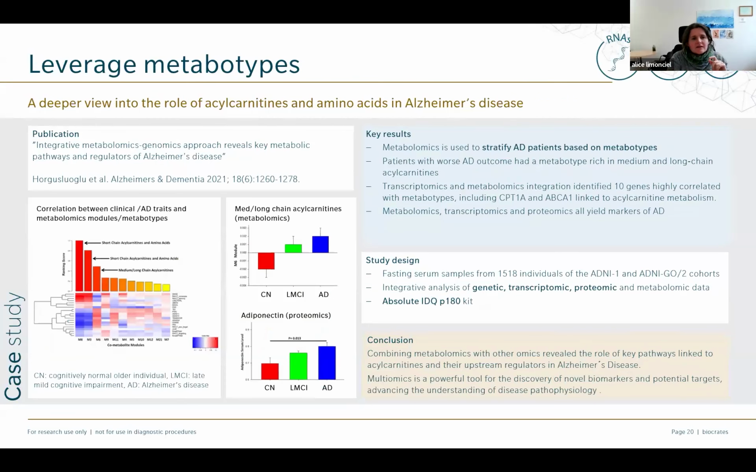The last case study is one that I like a lot, because this is a case where the authors started with stratifying a cohort of Alzheimer's patients based on their metabotypes. They did that thing I was talking about earlier, where you take the metabolome and cluster the individuals based on their metabolome, and those subtypes were then processed to look at the other omics. This really revealed interesting differences, for example, in acylcarnitine species that were different in the different subgroups. For me, this is a nice demonstration of the power of starting with the metabotype and then digging deeper into the complexity of a disease.